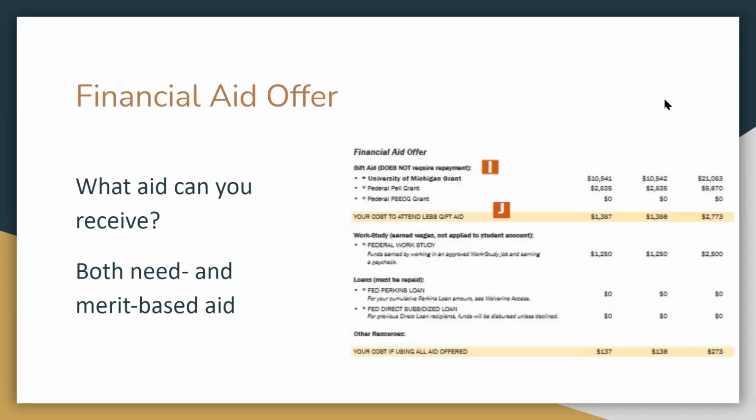The next part of the financial aid award letter we'll be looking at is the financial aid offer. This is a breakdown of the aid you can receive, and it includes both need and merit-based aid. Need-based aid is aid based on the amount of financial resources you have to pay for college, whereas merit-based is based on attributes like your grades, performance on a musical audition, or even sports and athletics or other activities.